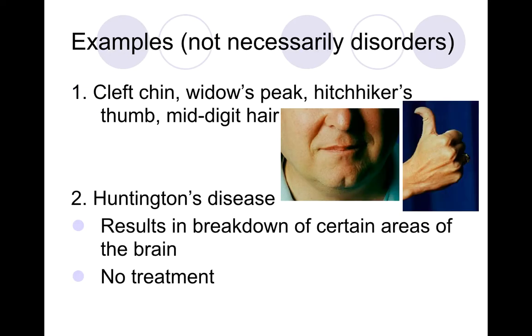You will also notice the first set of examples here: cleft chin, widow's peak, hitchhiker's thumb, mid-digit hair, all those things that we worked on with the lab that we did. You'll see that most of those aren't life-threatening because they can be passed down so much easier. Though there is Huntington's disease, which is a result of the breakdown of certain areas of the brain. There's no treatment for this, with it being a dominant passage down. You only have to be heterozygous dominant to have obtained this disease.